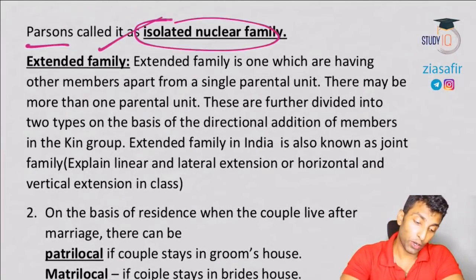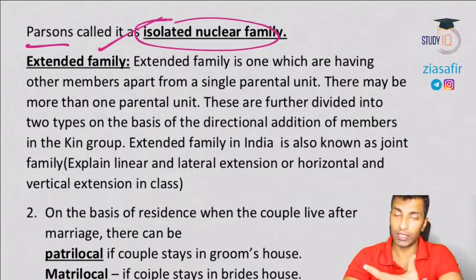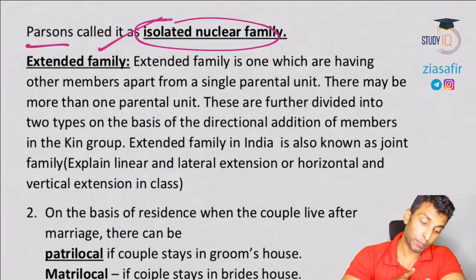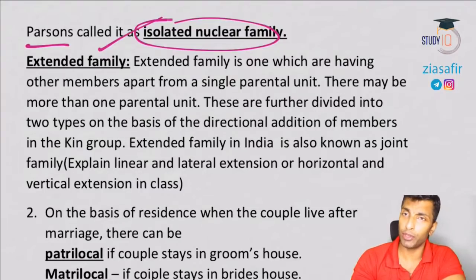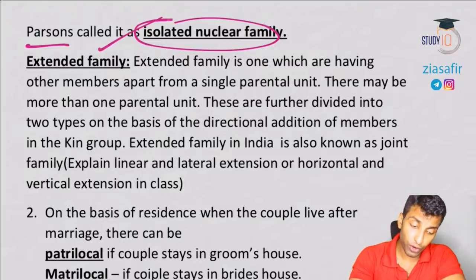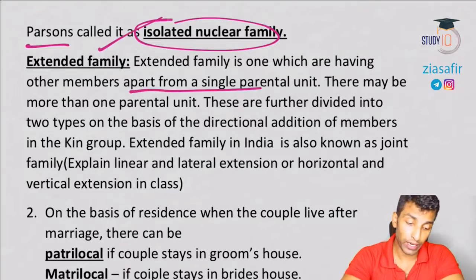Zimmerman calls it atomistic family on account of its smallest size. Beals called it primary family. Chapple and Coon called it immediate or biological family. Parsons called it isolated nuclear family. Maybe you can write Parsons and Zimmerman. Now extended family. Here I have not mentioned compound family. You need to write compound family also.